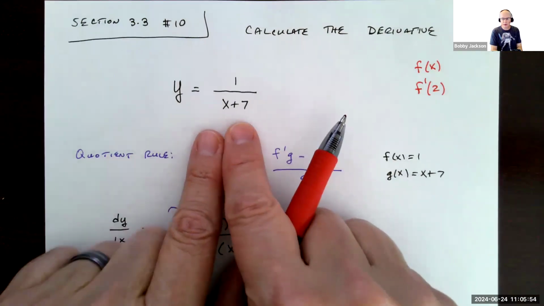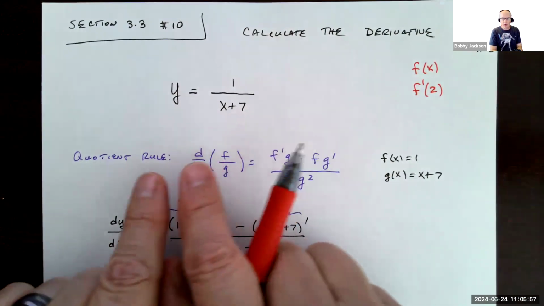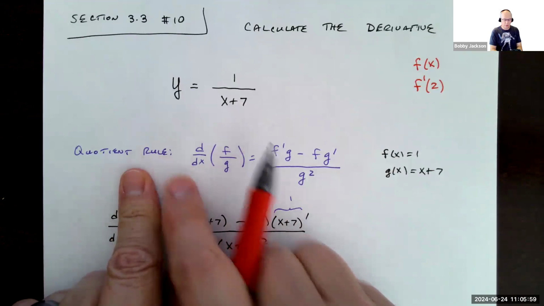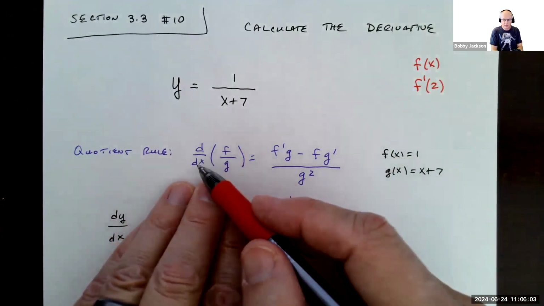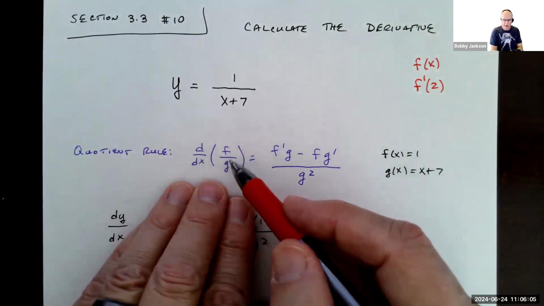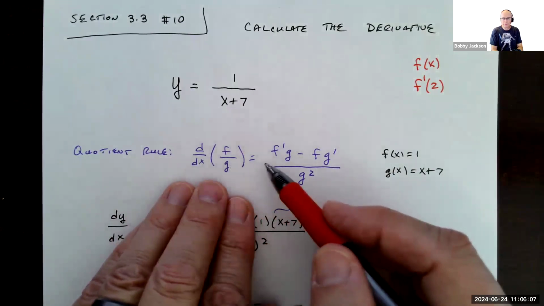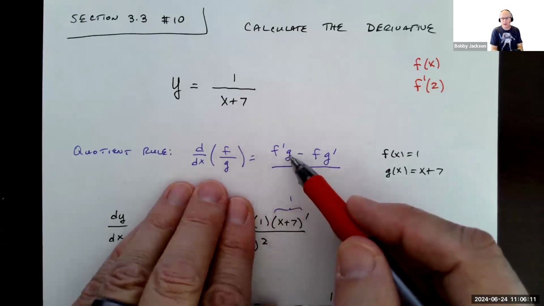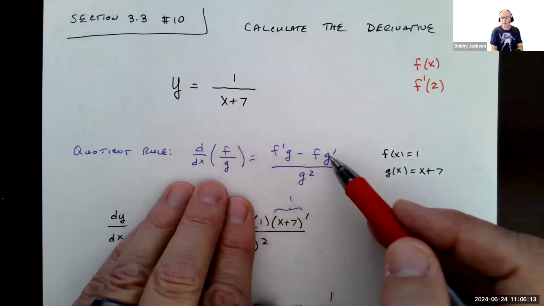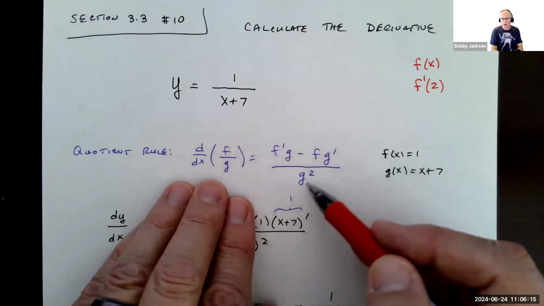To find the derivative here, we're going to use the quotient rule, right? Section 3.3 deals with the product rule and quotient rule. So just a reminder of that, the derivative with respect to x of one function of x divided by another function of x is this, right? Take the derivative of the top function times the bottom minus the top times the derivative of the bottom, and then that's all divided by the bottom function squared.